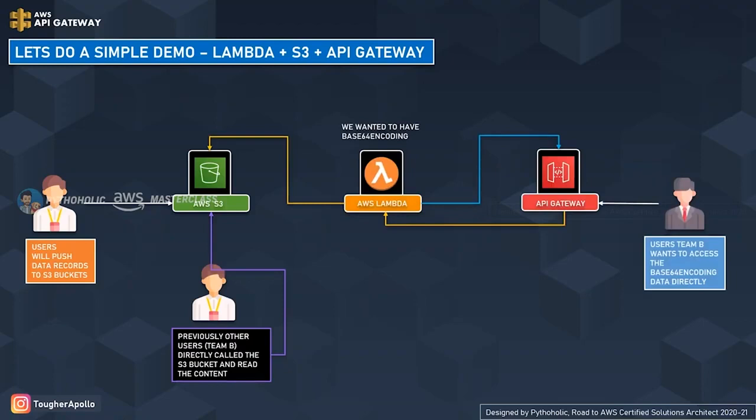So initially users at team A were uploading files to an AWS S3 bucket, and the users at team B used to download or use them directly from the bucket. Post which there was a requirement that all the data that the users are going to download should be base64 encoded. So we made a design change, and for the base64 encoding we introduced a simple Lambda function.